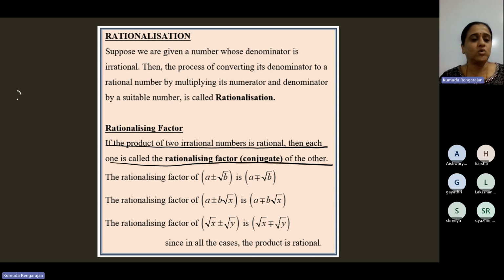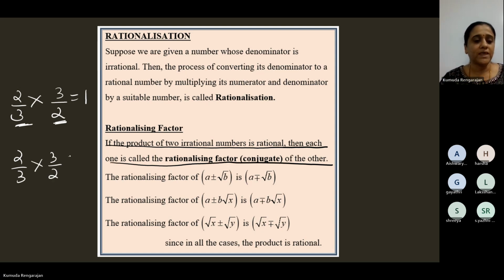Like 2 by 3. What is the reciprocal of 2 by 3? 3 by 2. The product of these two numbers is 1. When the product of two numbers is 1, we say that the numbers are reciprocals of one another. 2 by 3 is the reciprocal of 3 by 2, and 3 by 2 is the reciprocal of 2 by 3.